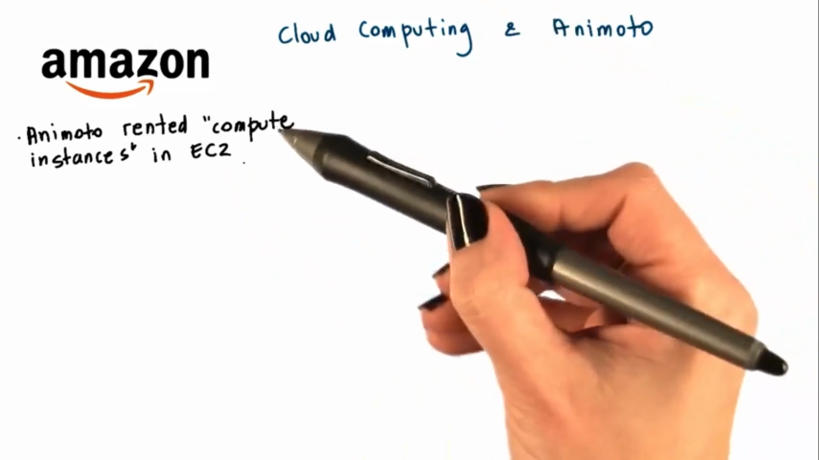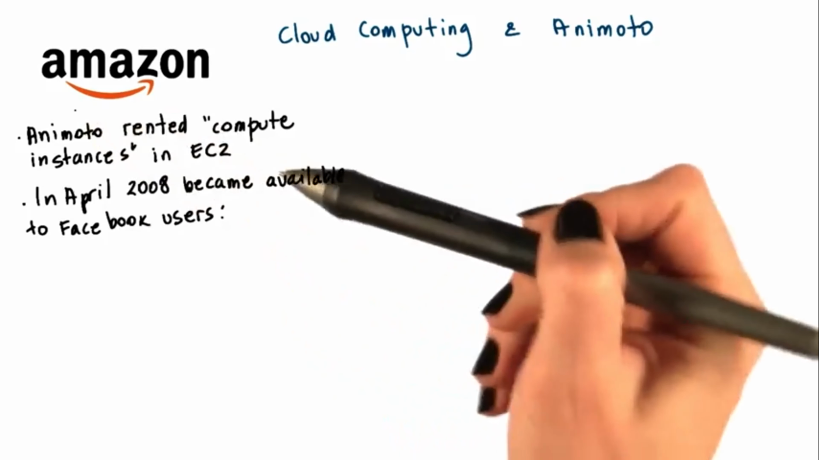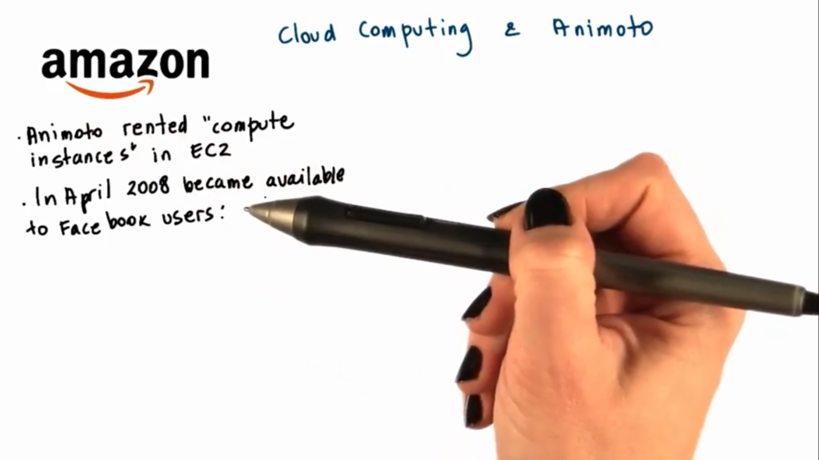Now, these are not physical servers. Instead, they were virtual machines. They had no control over exactly how Amazon runs these virtual machines, whether they're on the same physical server or many other physical servers. Then, in April 2008, Animoto became available on the Facebook platform. What it means is that it became an option available to Facebook users, with a click of a button, to turn their timeline photos or albums into a cool video.